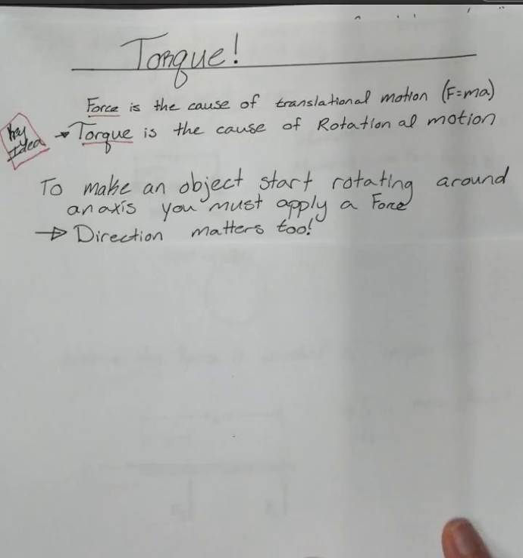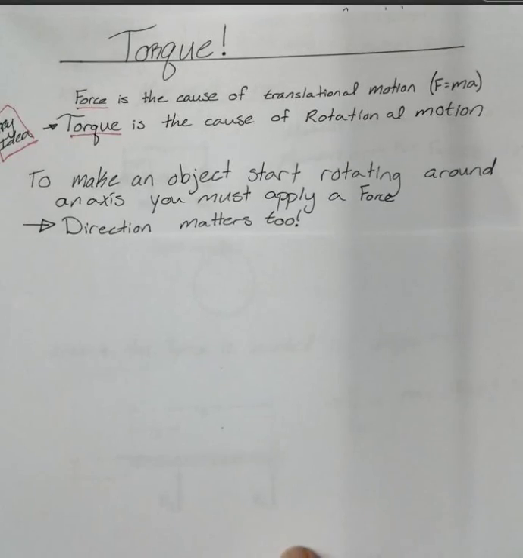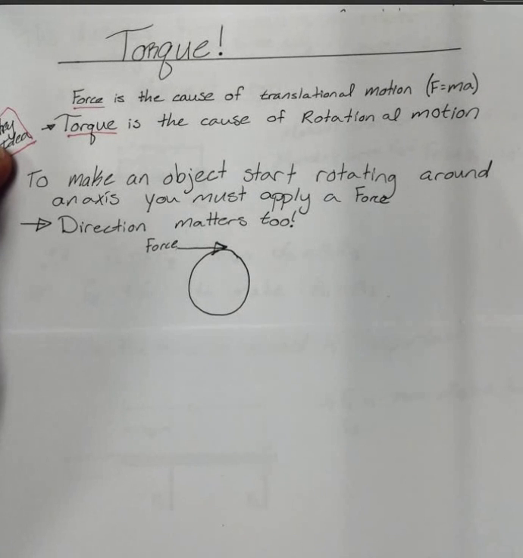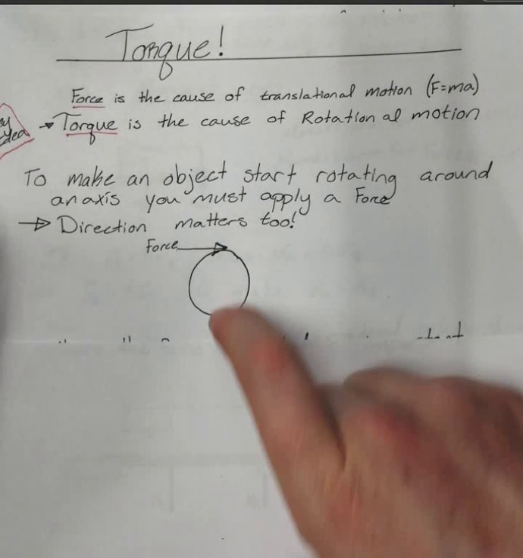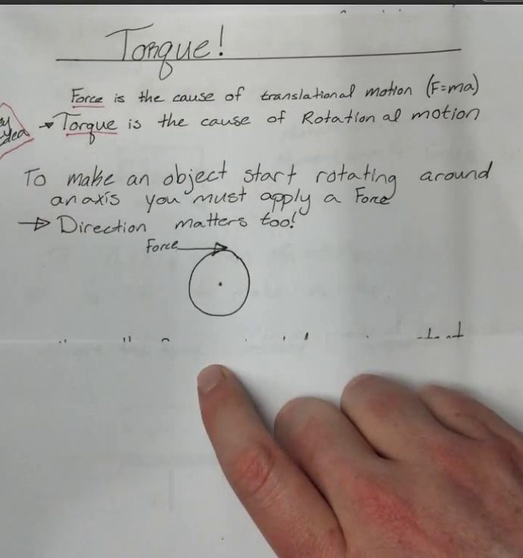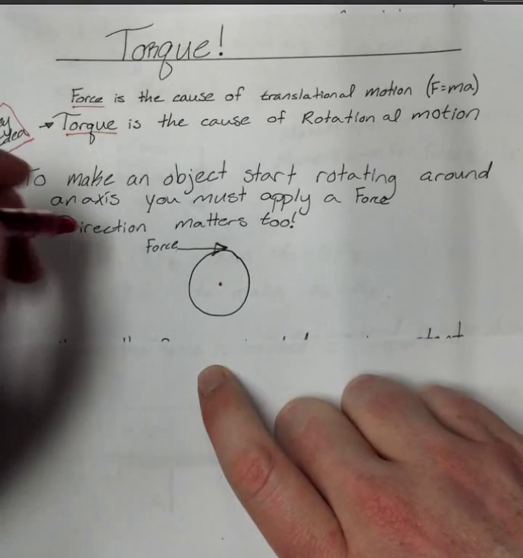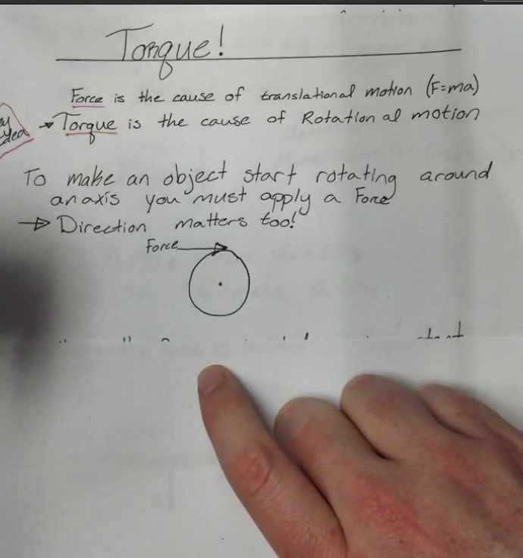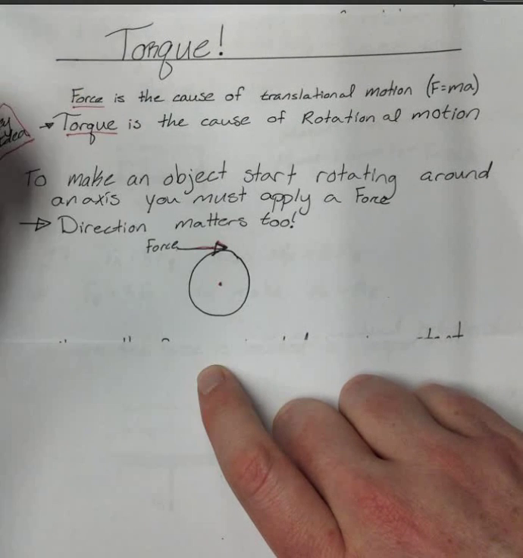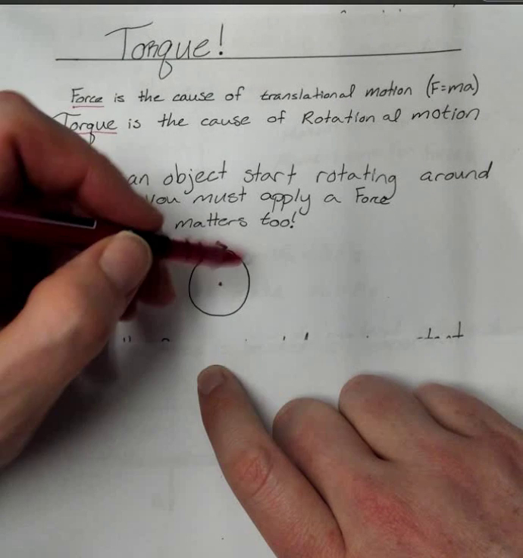When you're going to make an object start rotating around an axis, you have to apply a force. But it matters what kind of a force you apply. The direction matters too. If we had a flat disc that was in plane with this paper, and I pushed down on the axis for this, it would not begin rotating. Likewise, if I pushed back on it, it would not begin rotating. It's going to take a force at the edge of this particular wheel in order to begin the rotational motion.